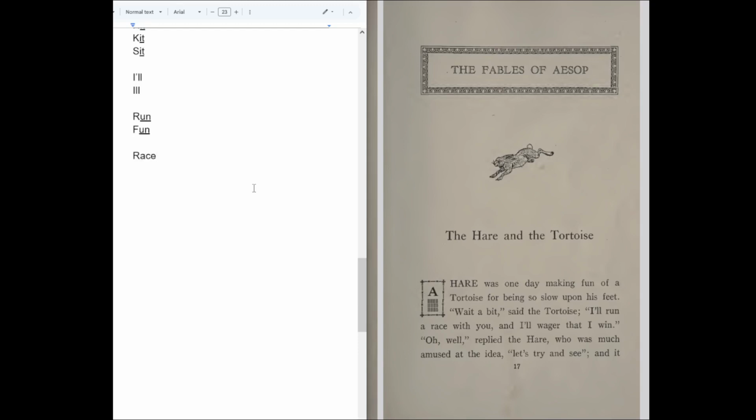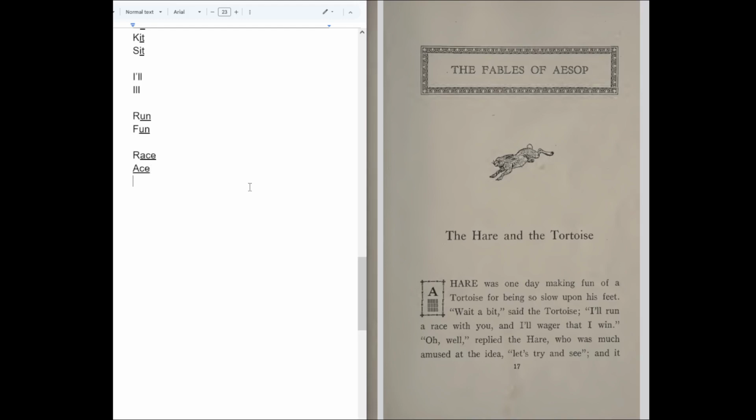Race. The R, of course, says r, and then we have A-C-E saying ace. Often the C says k, but we do get the C as an S sound almost. Ace. And there's a word, ace, like in a deck of cards, or if you ace an exam, that when you get it, you get everything correct.